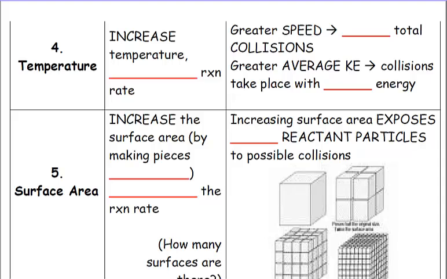Factor 4, temperature. Increase in temperature will increase the reaction rate. What happens here is you have greater speed, which causes more total collisions. So think about this. You'll have more collisions going 70 miles an hour than you would going 30 miles an hour, or more effective collisions, we should say, more damage. The greater the average kinetic energy, remember that's temperature, collisions will take place. Okay, so greater speed will mean more collisions, and greater average kinetic energy or temperature, collisions take place with more energy.